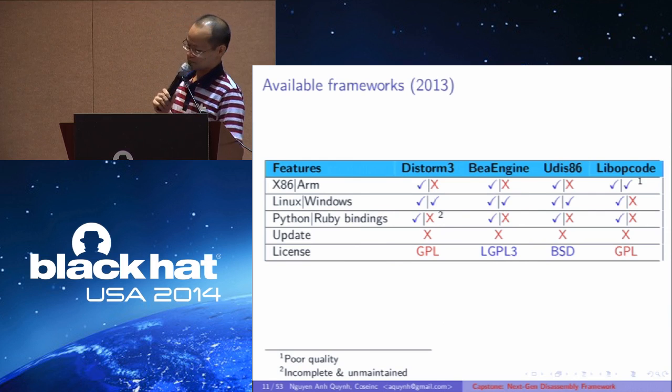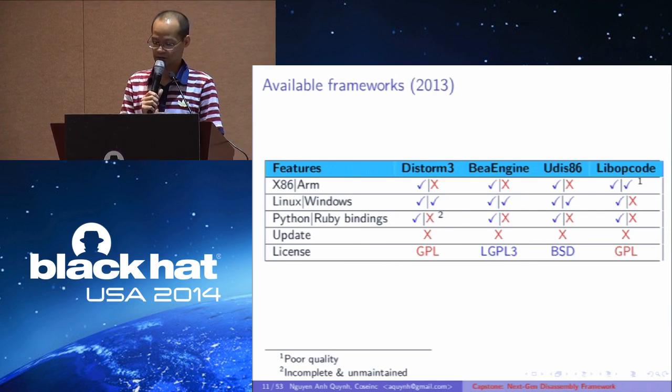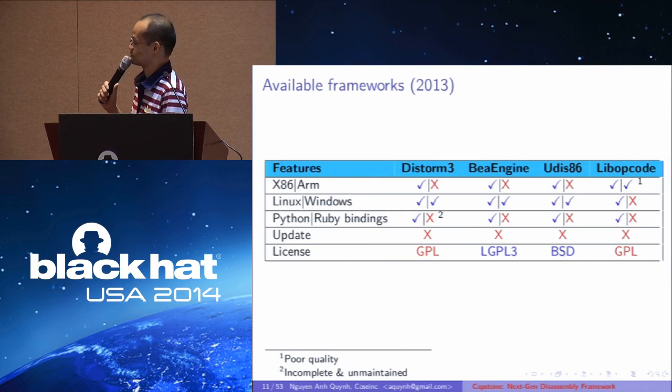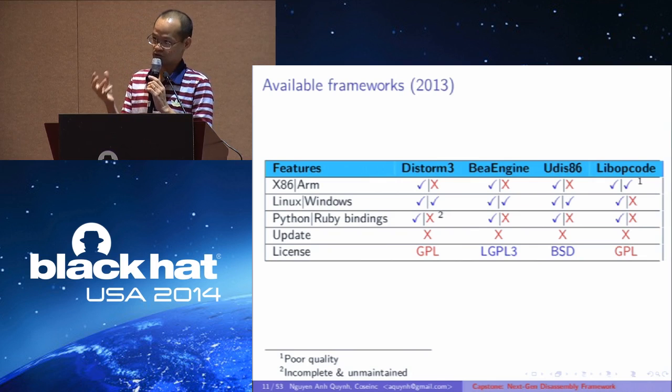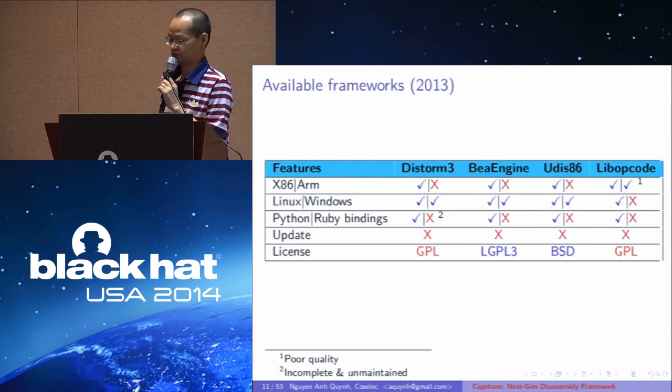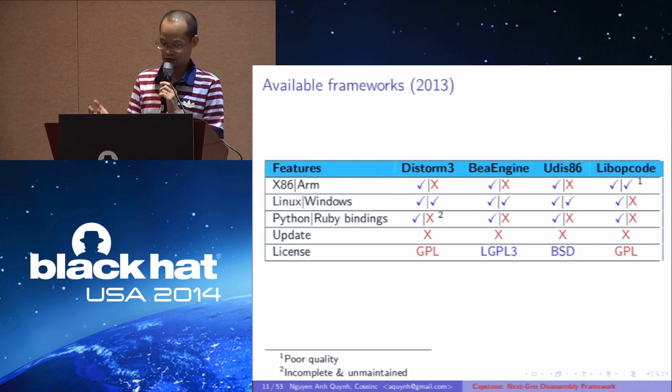And on the last requirement, on the license, only BEngine is good enough for me, because it is LGPL, which allows me to build commercial products on top of that without needing to open source my products. And UDIS86 is not good because it is a BSD license, which allows me to do everything I want. And the other two frameworks use GPL, so it's bad for me because I need to open source my project.